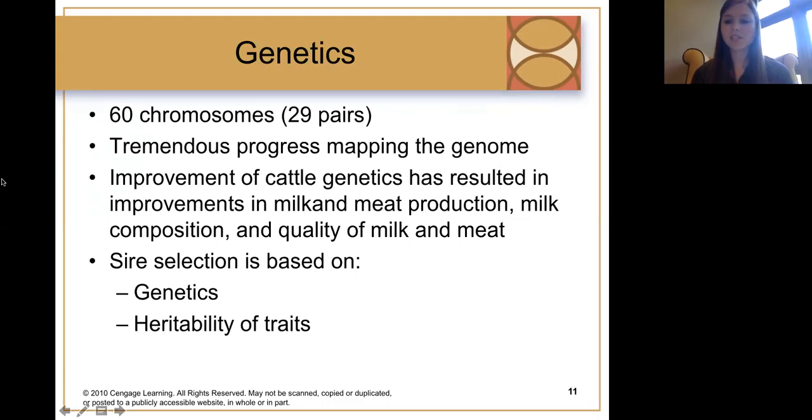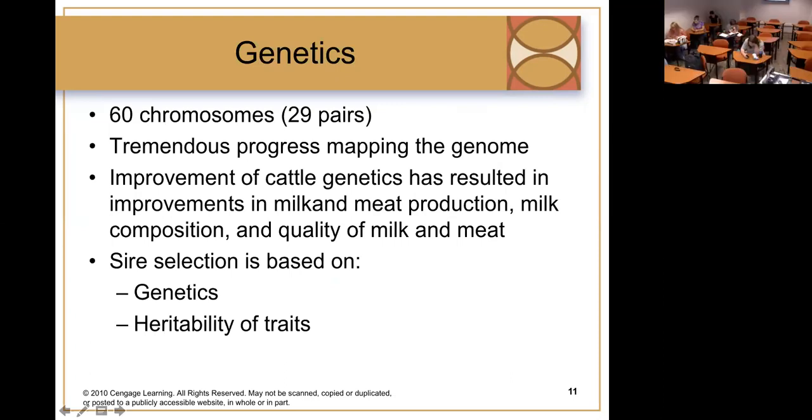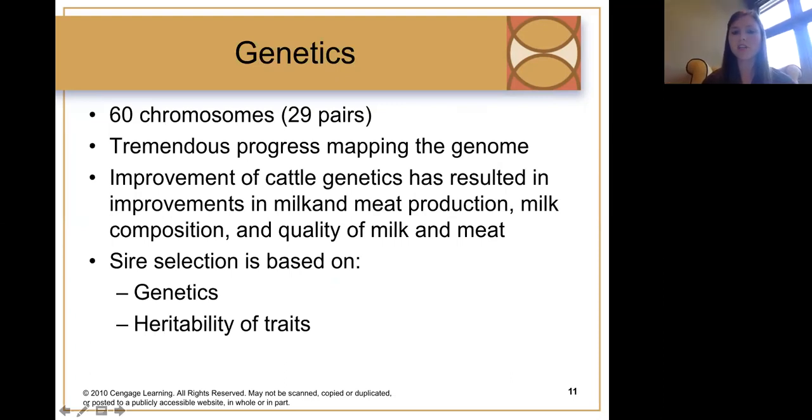So cattle have 60 chromosomes, so they have 29 pairs, and there's been tremendous progress in mapping their genome and figuring out which genes are responsible for which codes. And then, like other species, improvements in cattle genetics resulted in major improvements in milk and meat production, milk composition, and the quality of the milk and meat products that are being produced.